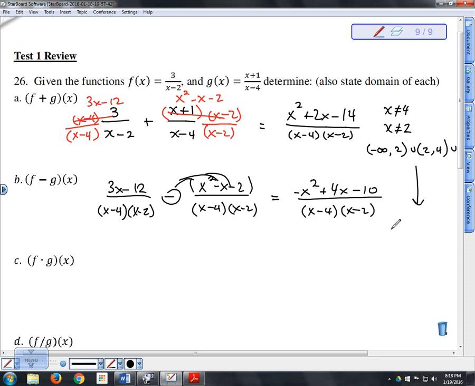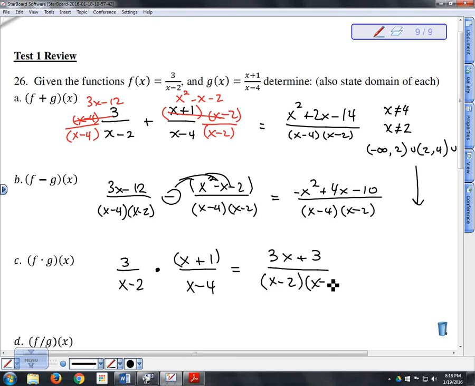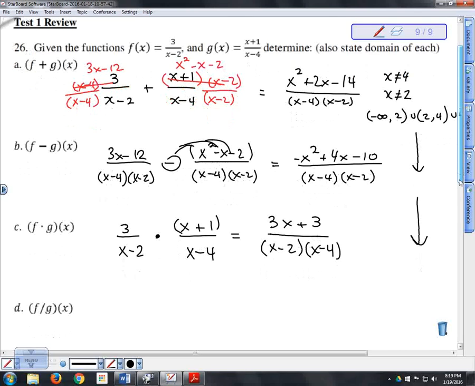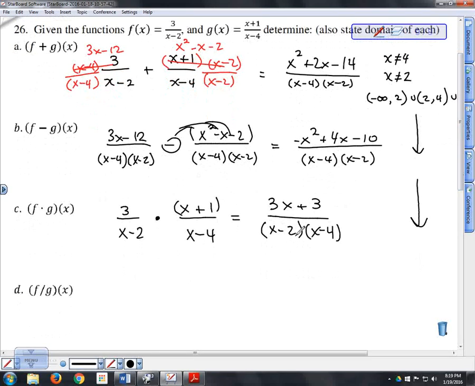Now for f multiplied by g, you don't have to have the same denominator. So going back to the original functions, 3 over x minus 2 multiplied by x plus 1 over x minus 4, all you've got to do is multiply straight across. So if the 3 multiplies there, you're going to get 3x plus 3 over x minus 2 times x minus 4. Same domain, x cannot be 2 and x cannot be 4.